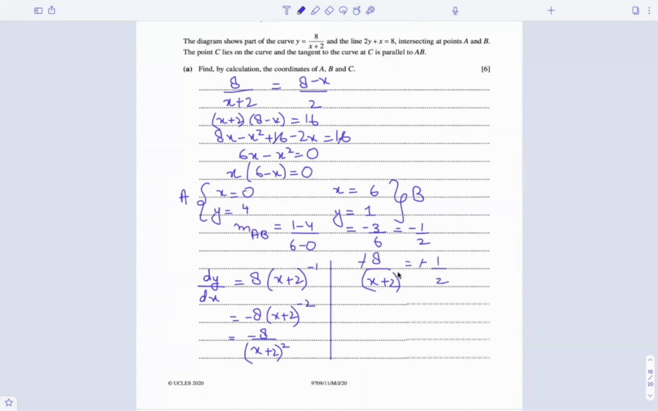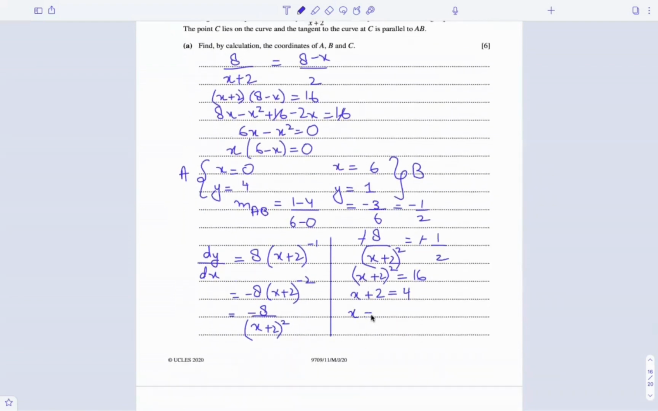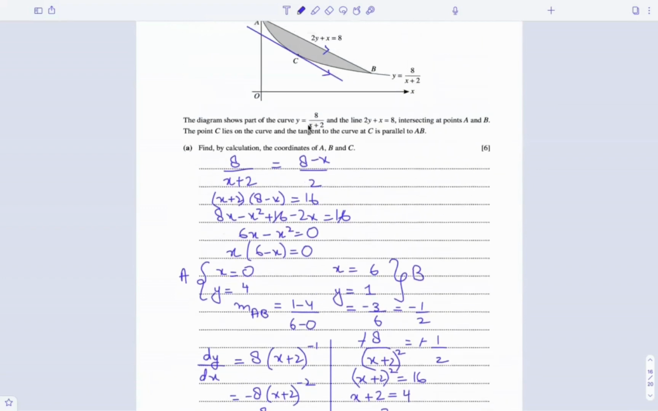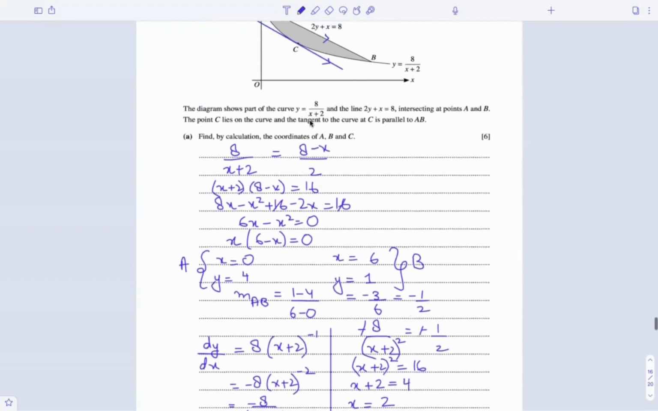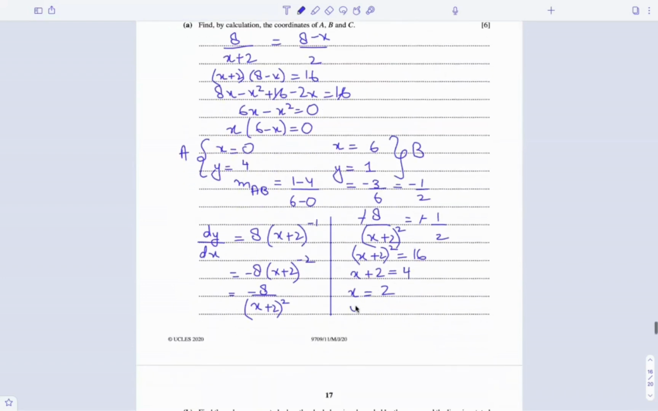The negative signs cancel out, and we have x plus 2 whole squared equals 16. Taking square root on both sides, we have x plus 2 equals positive 4. We won't be taking negative 4 as we know that C has a positive x value. So x equals 4 minus 2, which is 2. Substituting x equals 2 into the equation of the curve, y equals 8 upon x plus 2, we get y equals 8 upon 2 plus 2, which is y equals 2. So the coordinates of C are 2 and 2.